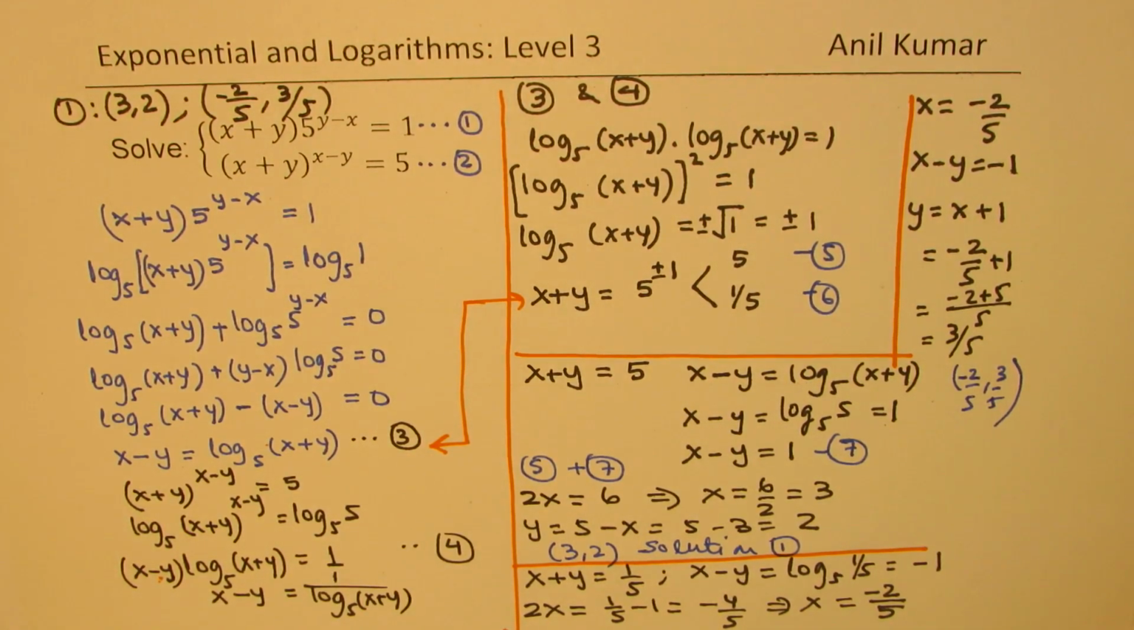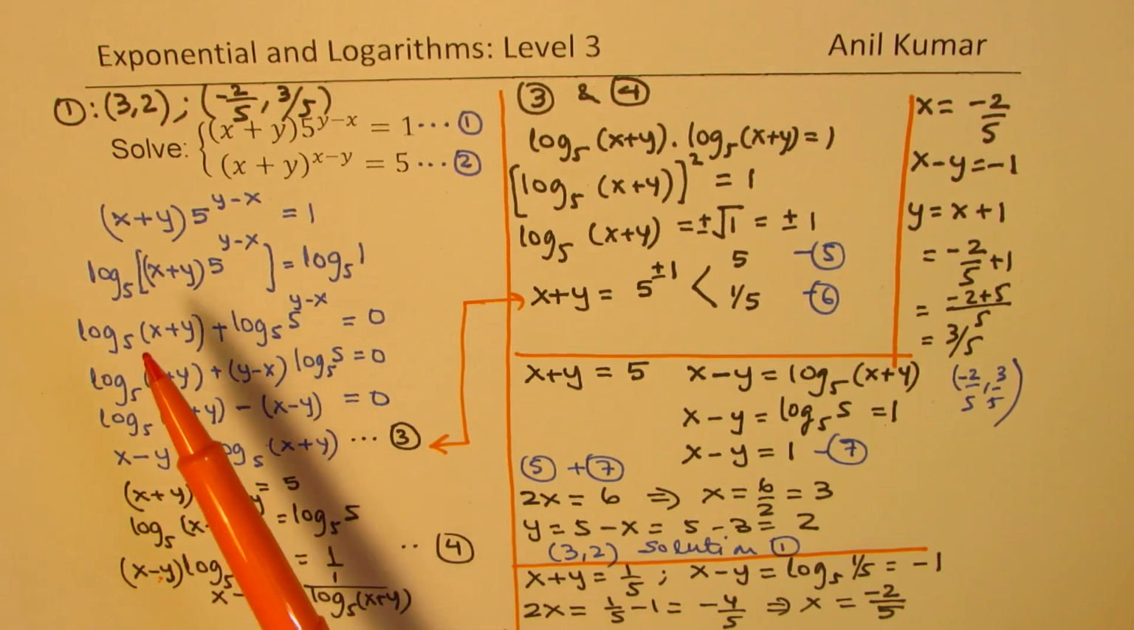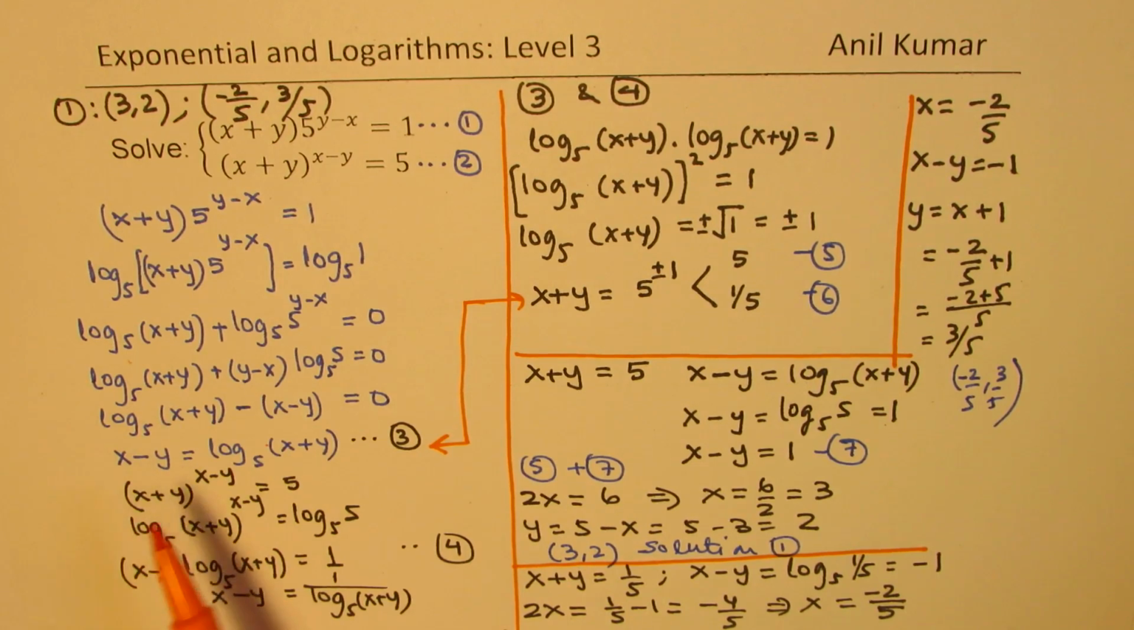So that's a very beautiful question. I hope you understand the solution. Basically what we did was, using log to the base 5, we found two equations with x plus y and x minus y, and then we solved those equations to get the values. So that is how you could solve this.